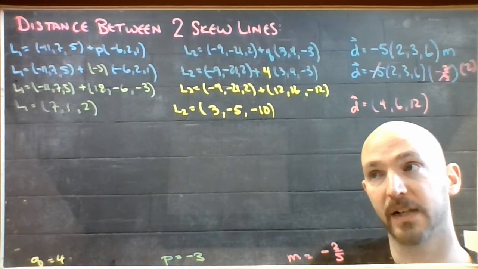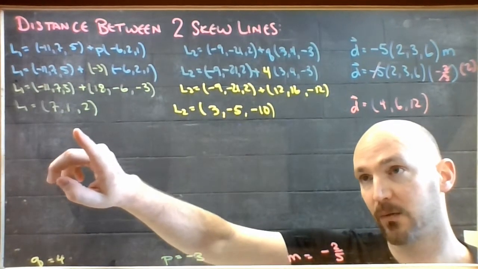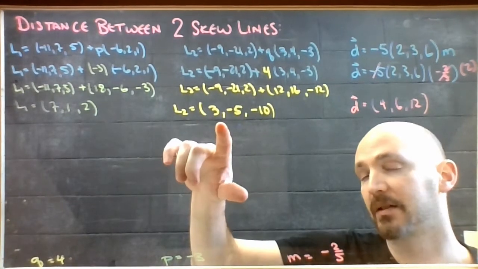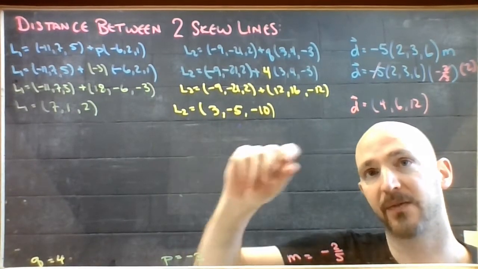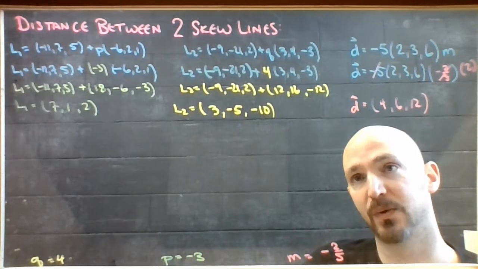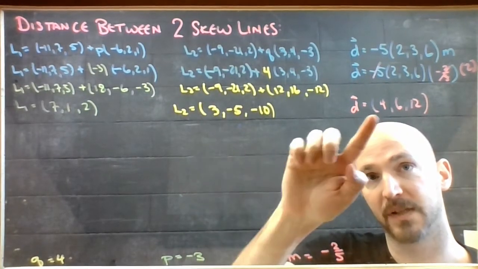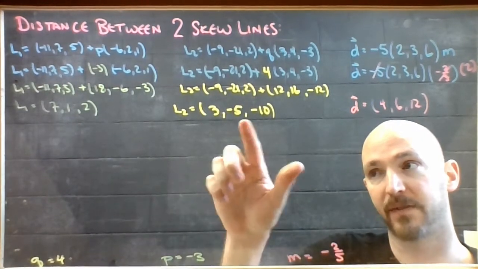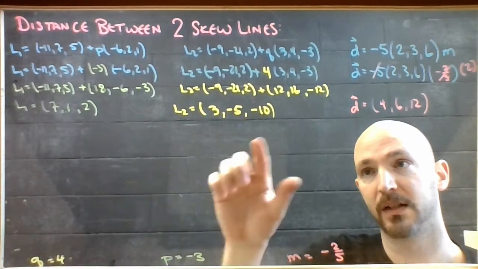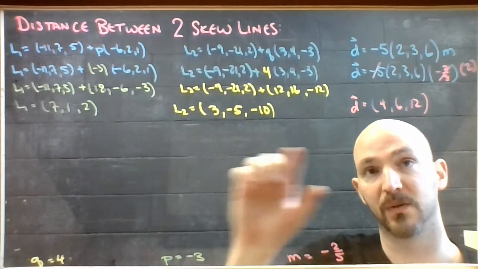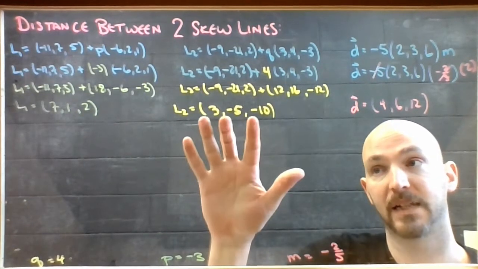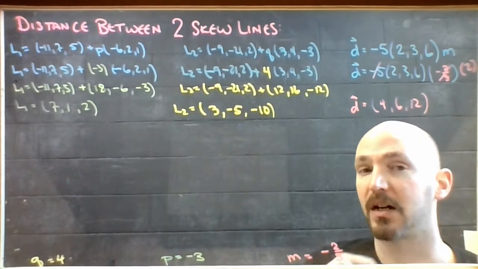So what we've got here is a point on L1, and a point on L2, and this vector that connects the two of them. And so again, you can look, 3 plus 4 would be 7, -5 and 6 would be 1, -10 and 12 would be 2. So this vector does in fact connect this dot to that dot.